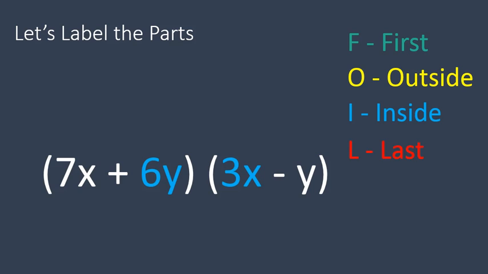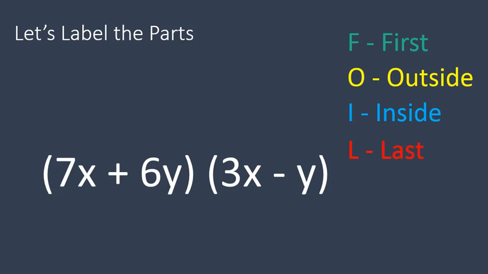And then the last terms are the two final terms inside each binomial. So in the first one, it's 6y, and in the second one, it's y. We also like to include that negative in there, though, so it would be negative y as part of the last term. So those are the parts of multiplying binomials. And you need to understand those parts, first, outside, inside, last, before we can move on to actually using FOIL to solve binomial multiplication.